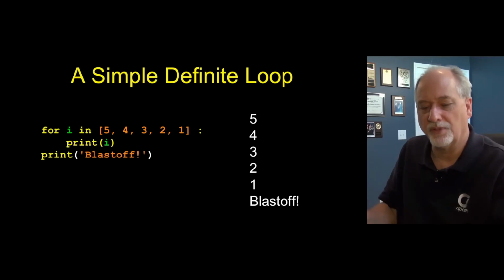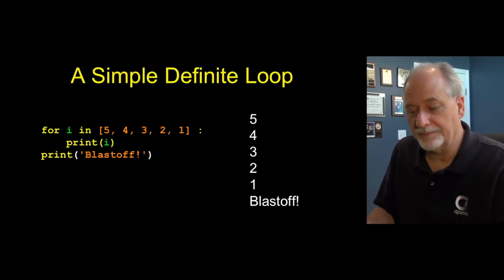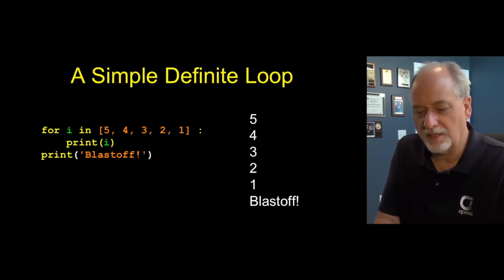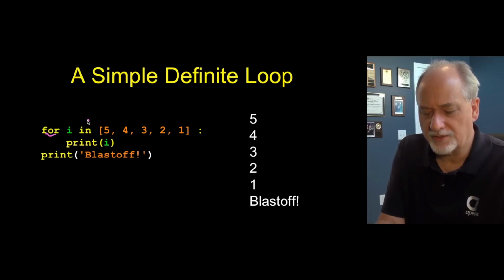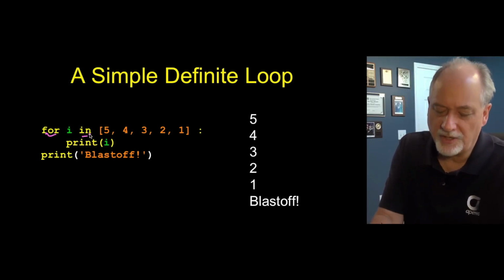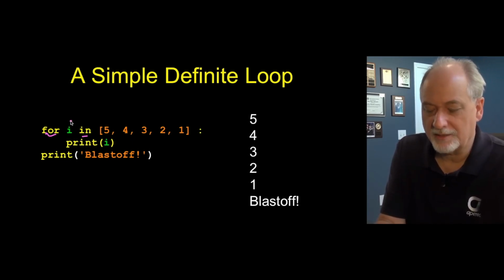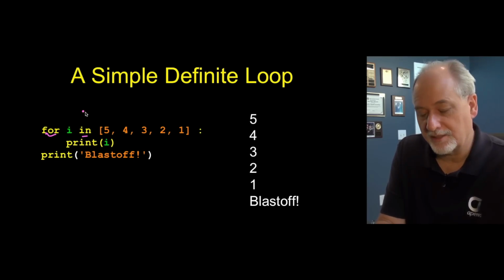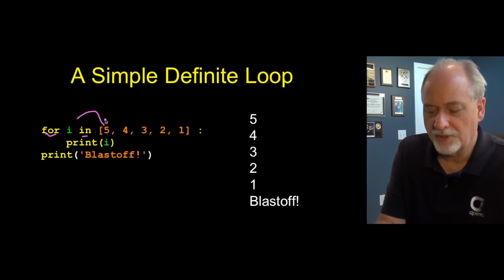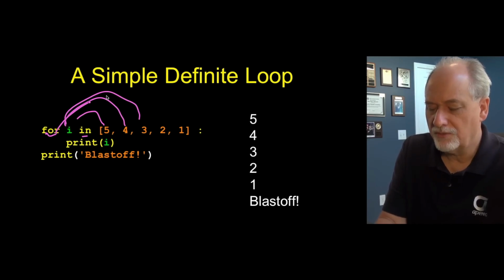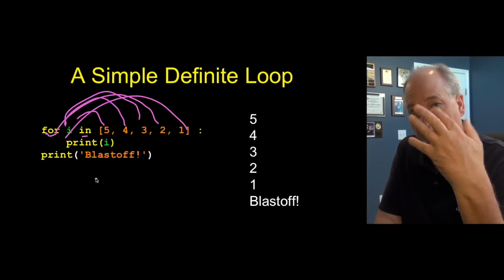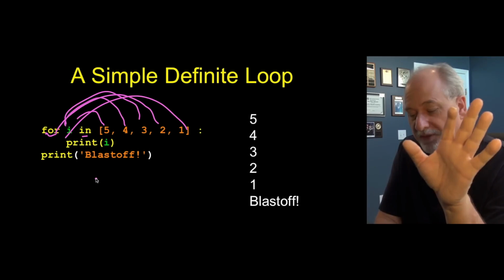So here's a very simple for loop. You see the for keyword, and in is also a keyword. The iteration variable is something we put right here. This i is declared, like an assignment statement, and i is going to take on successive values. So i is going to be 5 the first time through the loop, then 4 the second time, then 3, 2, 1. So i is assigned 5 different values.